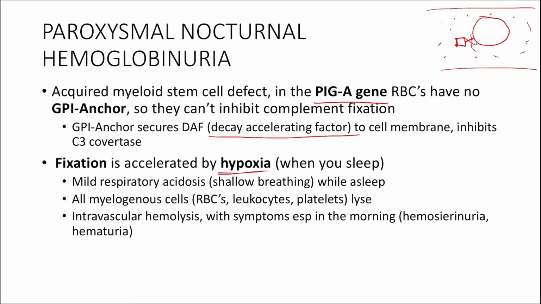And physiologically, we have hypoxia when we sleep because we end up breathing more slowly and we have shallow breathing. As a result, you have a slight increase in the PCO2, but this is physiological, and normally in a healthy person, we can compensate for it, but in these patients, they can't. And this mild respiratory acidosis is enough to cause all the myelogenous cells, which include RBCs, leukocytes, as well as platelets, to lyse. So in the morning when they wake up, they have hemosideruria and hematuria. And this is because of intravascular hemolysis. So these are the symptoms that you can see in this patient.